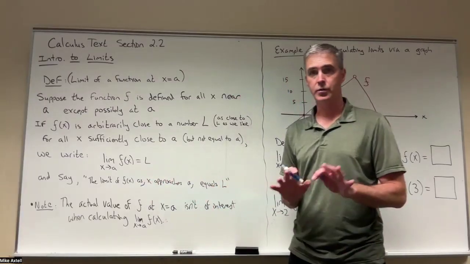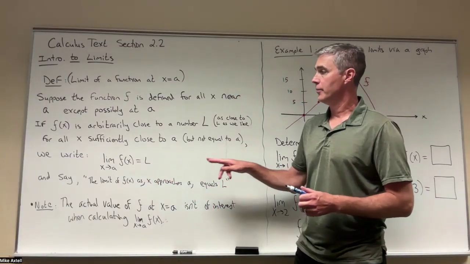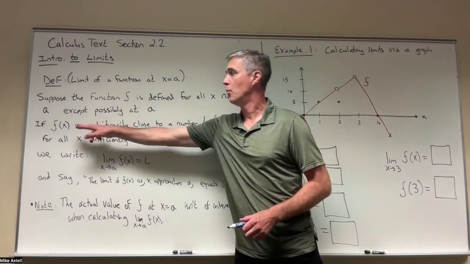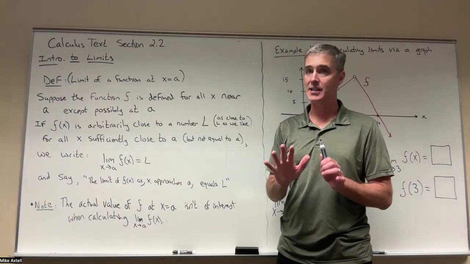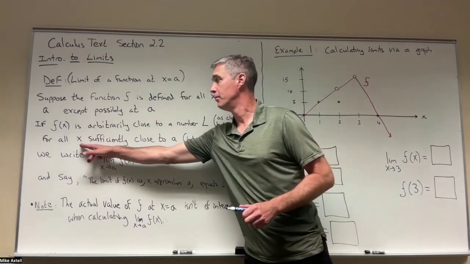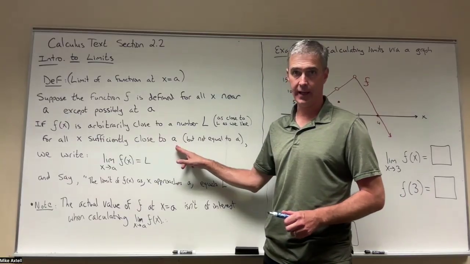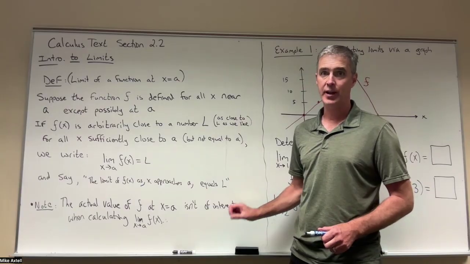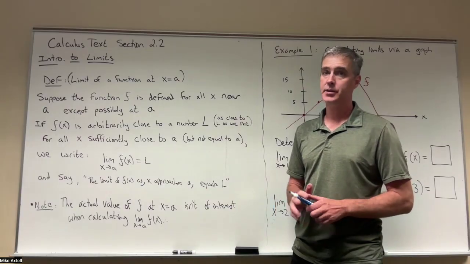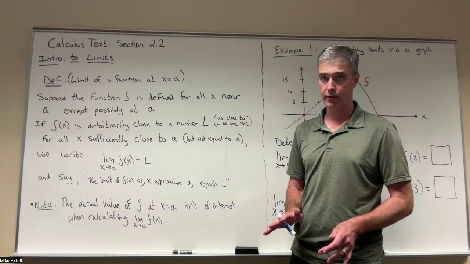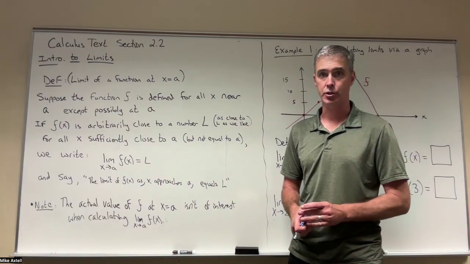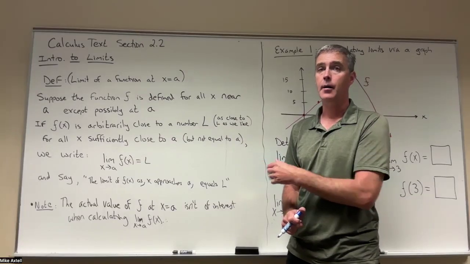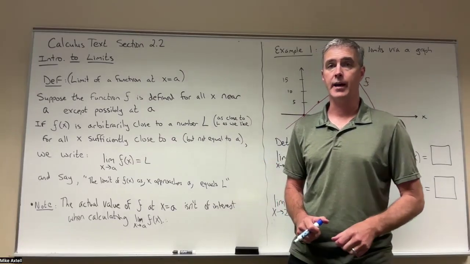One more time: the limit of the function equals L as x approaches a if our outputs get as close to L as we possibly could desire as our inputs get pretty close to a. Now note, the actual value of the function at x equals a doesn't impact the limit whatsoever, as I'm hoping the next example will show us. It's a very complicated definition, to be honest, but let's look at a few examples and see if that helps.